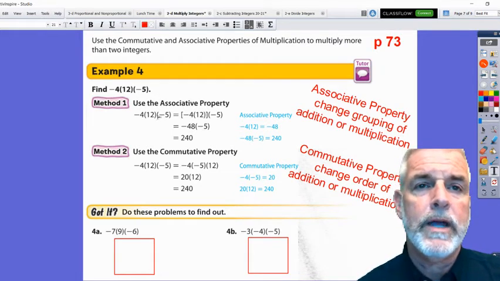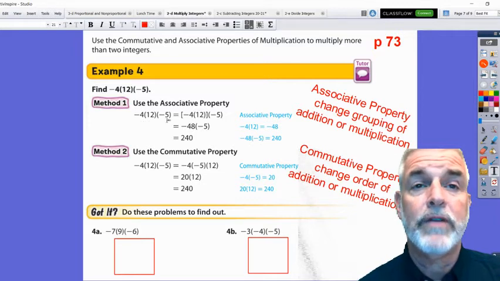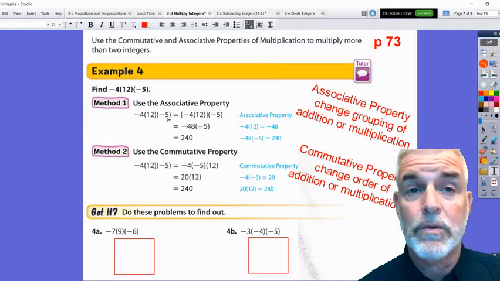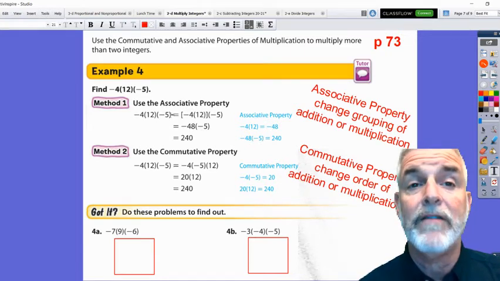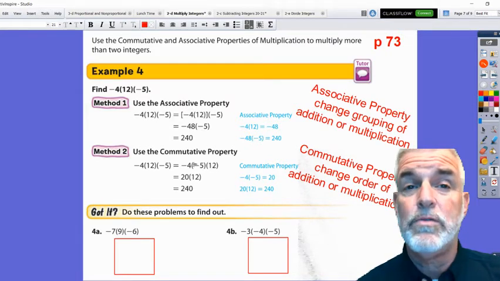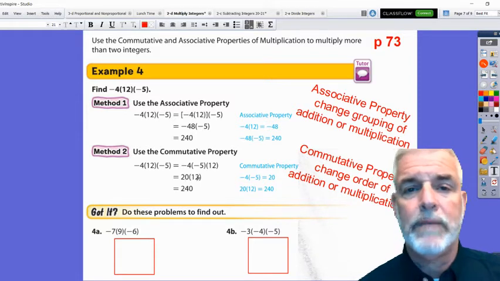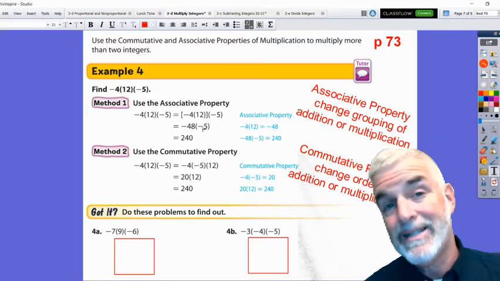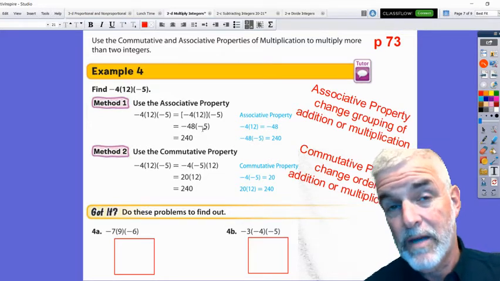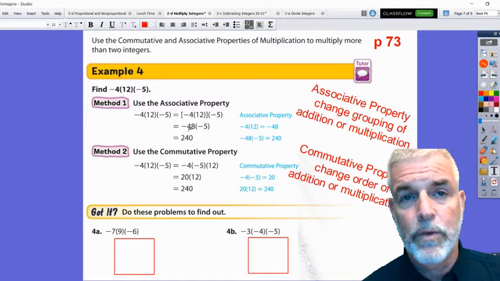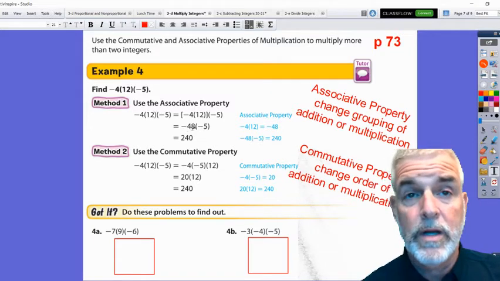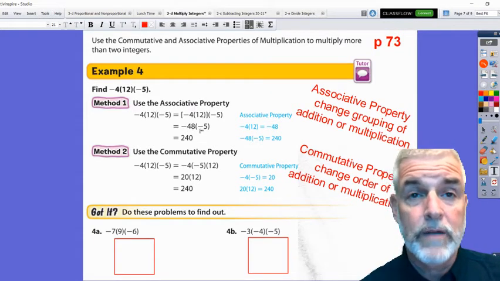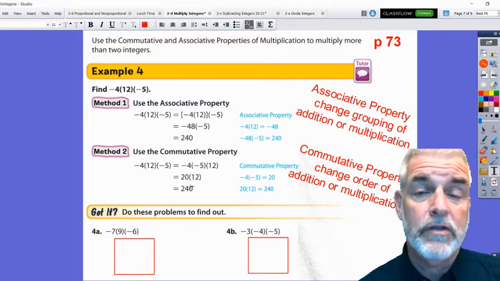Okay, so here they did negative 4 times 12 times negative 5. My answer would be that the easiest thing to do is negative 4 times negative 5 first, because that gives you positive 20, and 20 times 12 is an easy one to do in your head. 48 times 5, not so easy to do in your head. Okay, you can still do it. 40 times 5 is 200, plus 8 times 5, which is 40, gives you 240. But I think this one's easier. So pick an order that makes it easier.